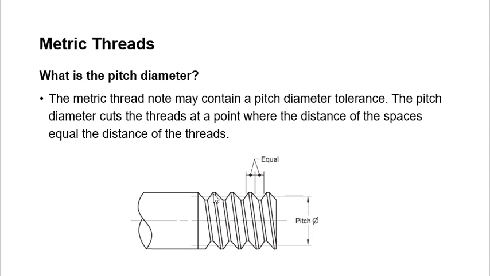The thread means, here, these are our threads. It's going to cut the thread, it says, at a point. Where is the point? They're cutting along this line, and that is the distance of the spaces, equal in distance to the thread. So from here, they are all at equal distances.